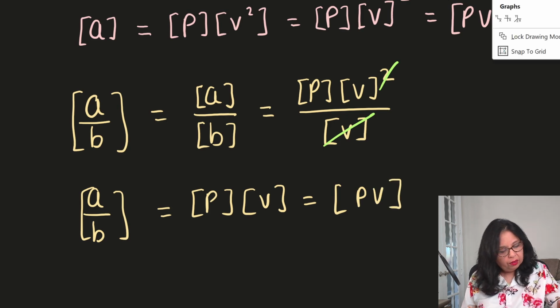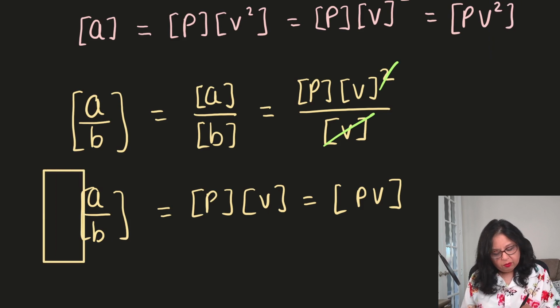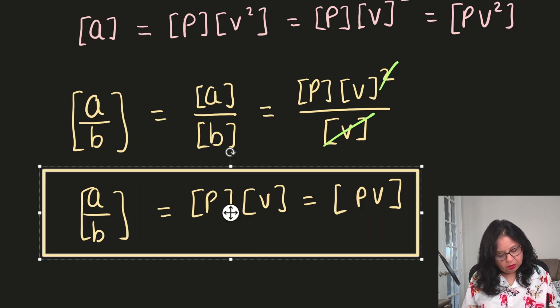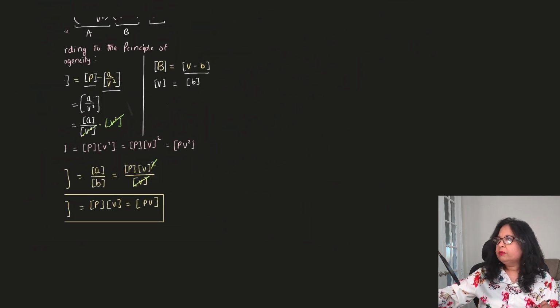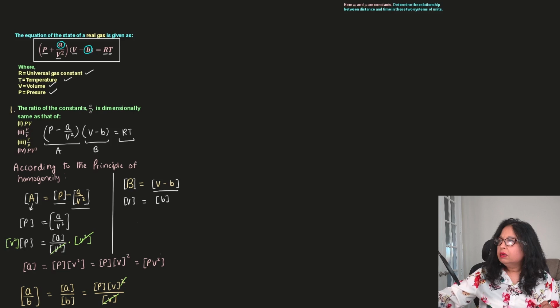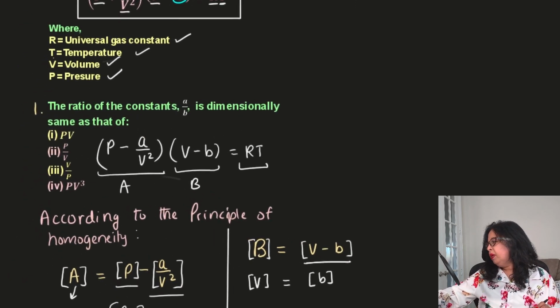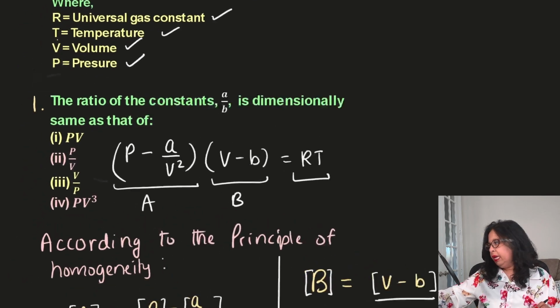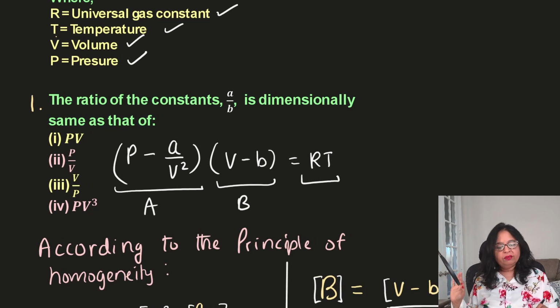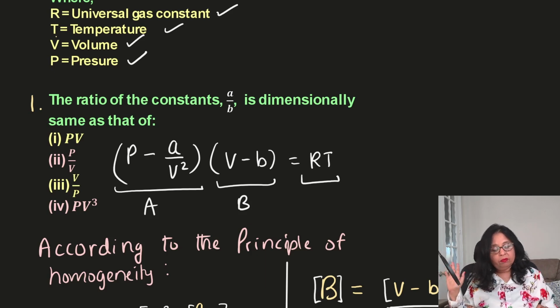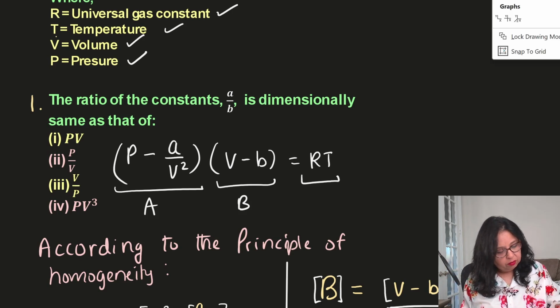So here, let's box it in. Why? Because I like to do so. What did we get? We got the dimensional formula for A over B. A and B are two constants. What are we asked? The ratio of the two constants A over B is dimensionally the same as that of, our options are 1, PV. Well, that happens to be the correct answer.